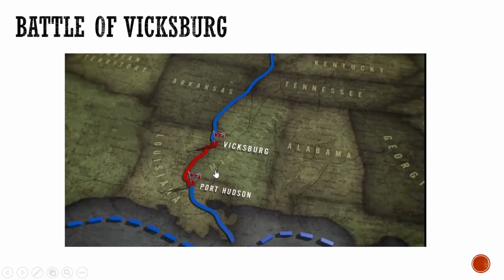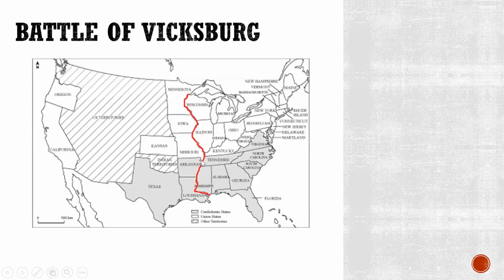And so if you recall, when we talked about the Anaconda Plan in week 1, we said that stage 2 or part 2 of the Anaconda Plan was to separate the South. It was to take full control of the Mississippi River, separating the eastern portion from the western portion over here, Texas and Louisiana and Arkansas. And so with the Battle of Vicksburg, when the Union wins, you can see that they're going to be able to accomplish that goal.